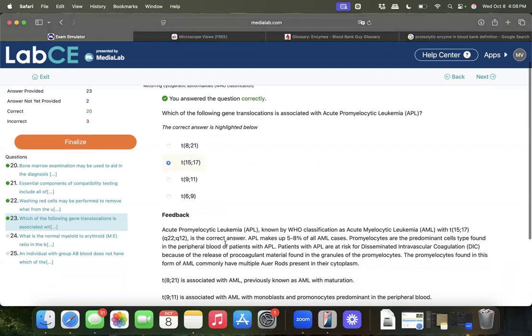All right, so acute promyelocytic leukemia, or APL, is known by the WHO, or World Health Organization, classification as acute myelocytic leukemia, AML, with a translocation 15;17, or q22;q12. That is the correct answer.